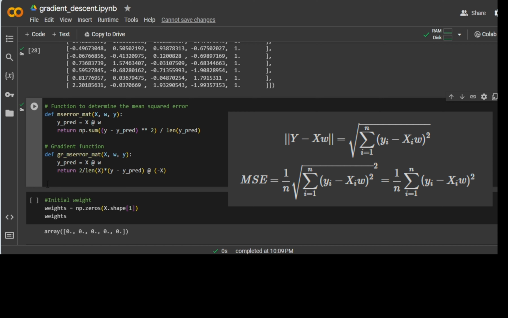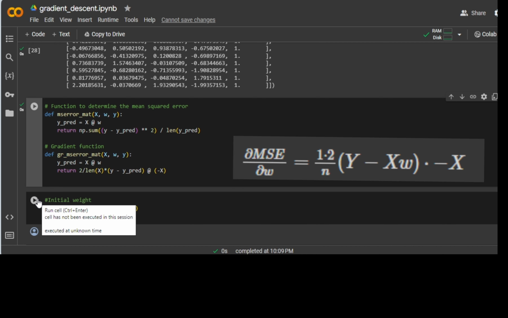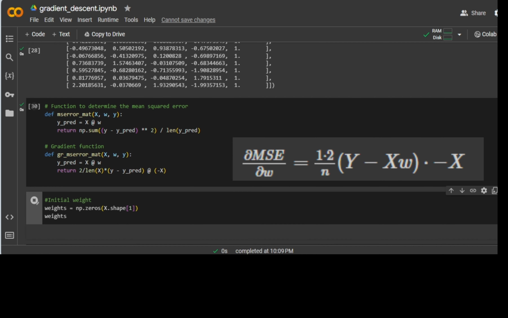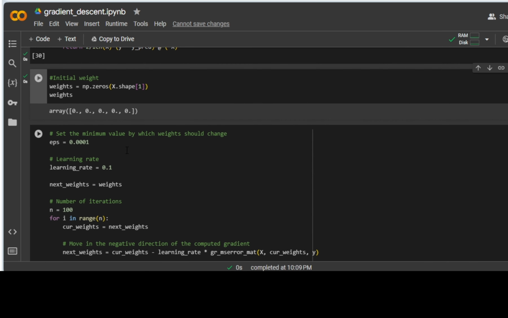Let's implement 2 functions, only now with matrix operations: the mean squared error function for matrices and the gradient of the error function for matrices, and it remains to run the gradient descent loop. At the beginning, we initialize the coefficients. Since we have 5 features, 4 real ones plus 1 dummy one, we will have 5 weights.